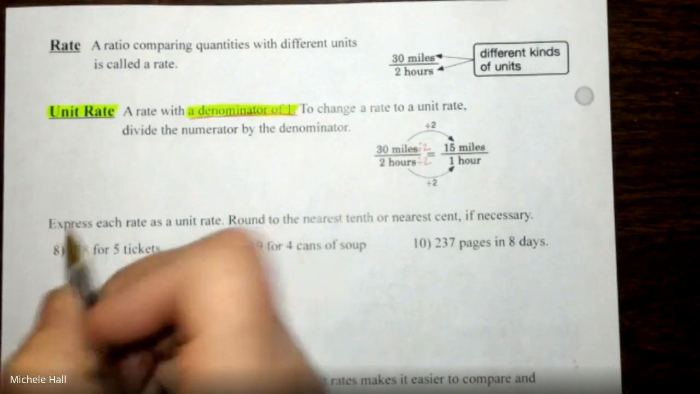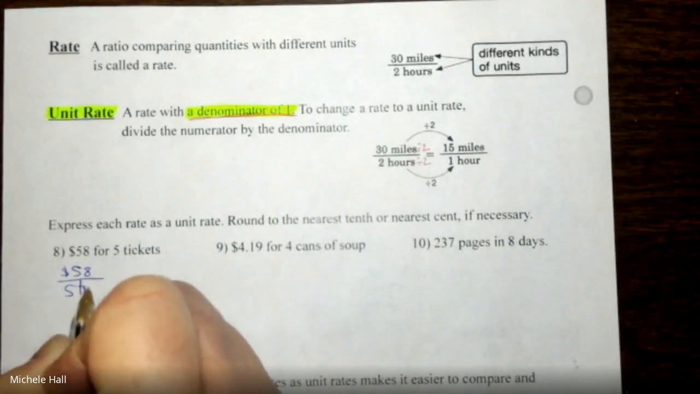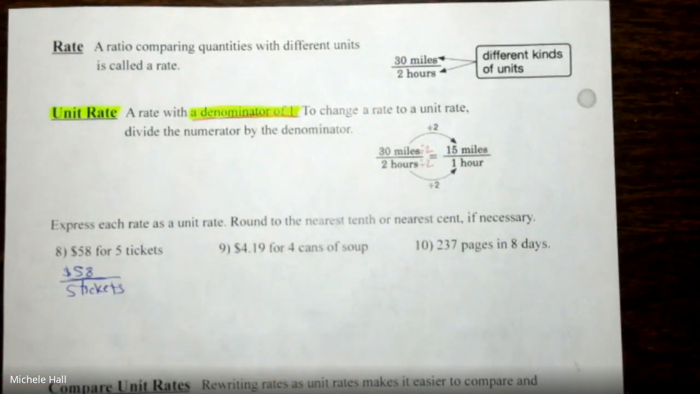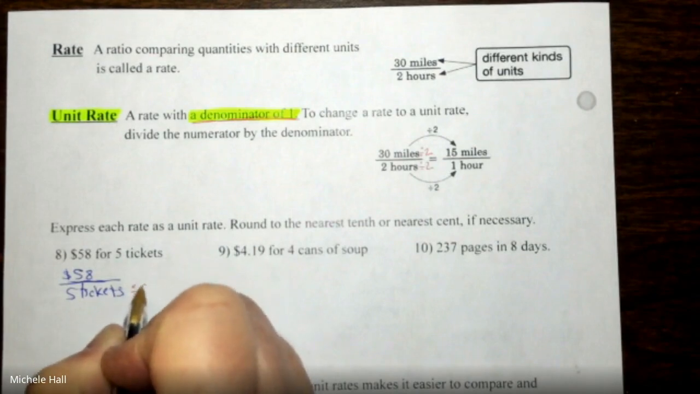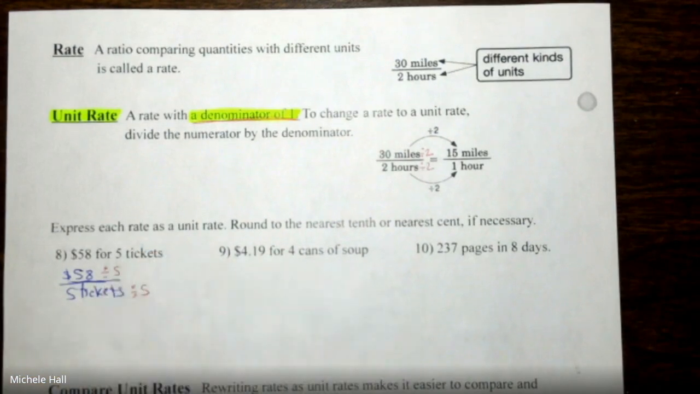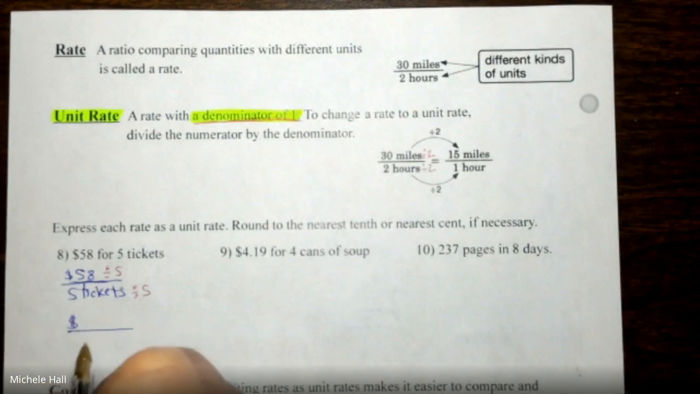Here we have $58 per 5 tickets. Well, if I'm going to a concert with 5 friends, we want to know how much each one of us has to pay. If it's $58 for 5, we want to know how much it is going to be for 1. So we're going to divide the denominator by 5 so that we know per 1 ticket. And that means we're going to do the same thing to the numerator. 5 divided by 5 is 1 ticket.